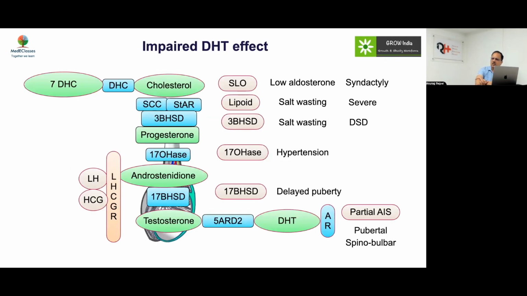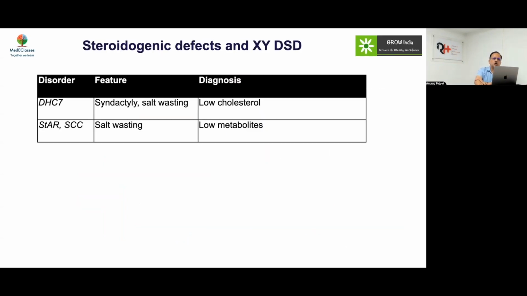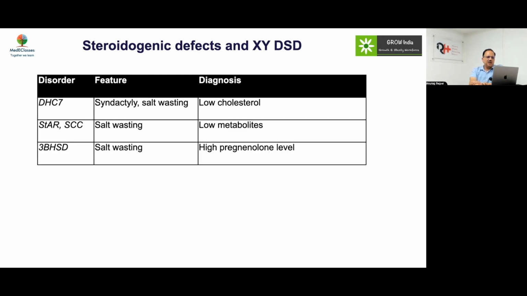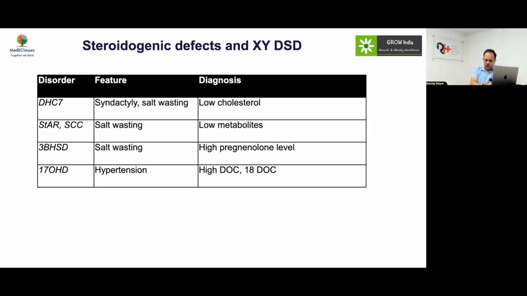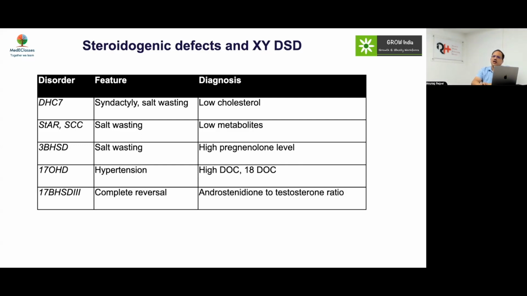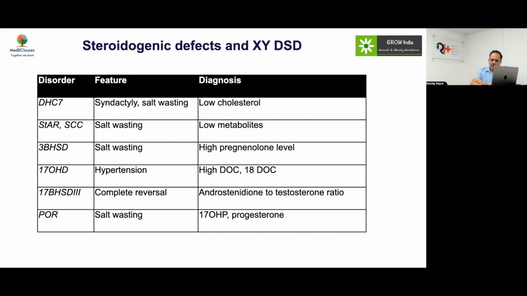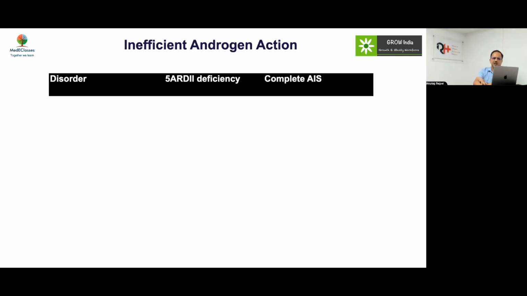Now, impaired DHT effect, we've discussed a lot. What about the biochemical parameters? So you will look at basically DHC7, you will have syndactyly and salt wasting, and your cholesterol will be low. StAR side chain cleavage, you will have salt wasting with low metabolites. 3-beta HSD will have high pregnenolone level. 17 hydroxylase deficiency will have hypertension with high DOC and 18 DOC. And 17 beta HSD3 will have a complete reversal. POR, you will have salt wasting.